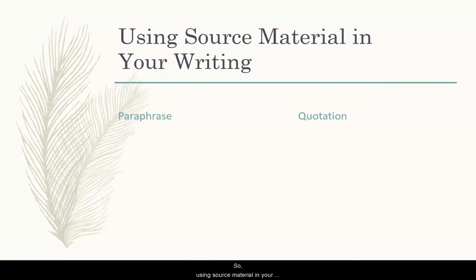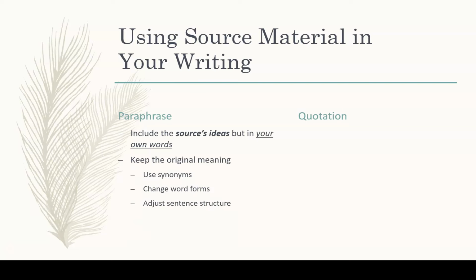So using source material in your writing, there's two ways to do this. The first way is to paraphrase, and the second way is to quote the writing. What paraphrasing does is it includes the source's ideas, but in your own words. So we did this before when we were talking about summarizing. You had to paraphrase the writer's ideas, but you wrote it in your own way. Paraphrasing keeps the original meaning. It uses synonyms, it changes word forms, adjusts sentence structure, but everything is done in your own words.